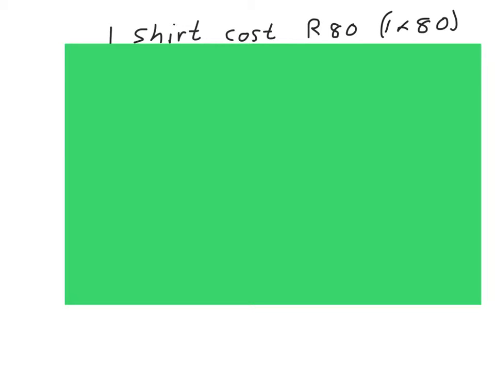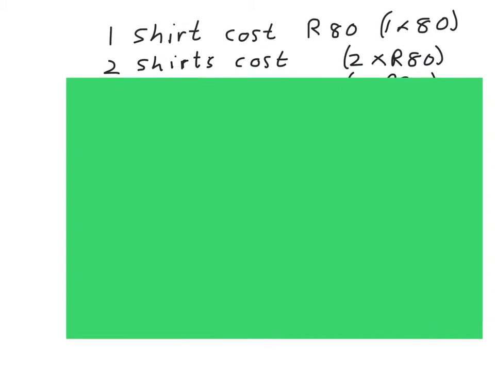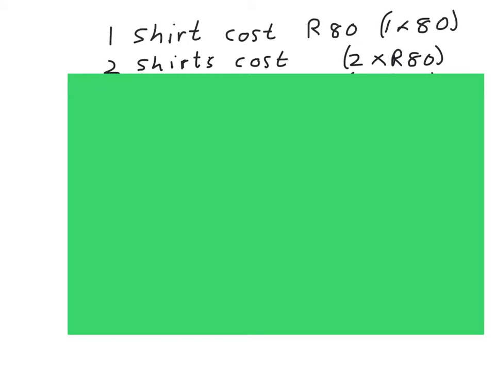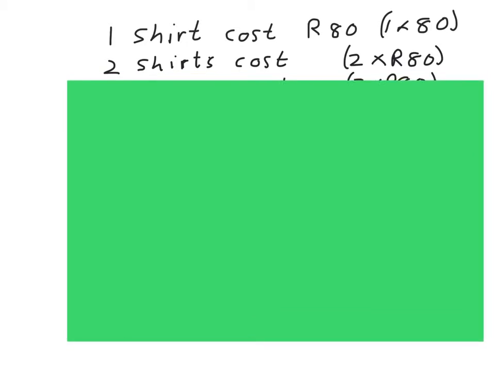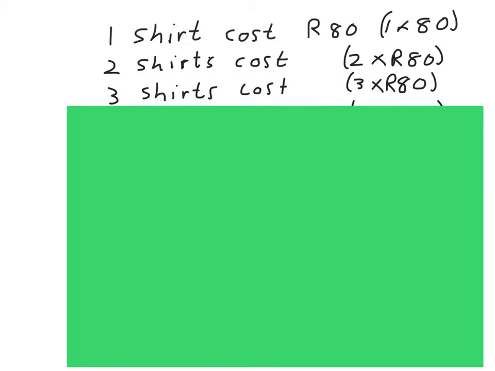If I then ask you how much should you pay for 2 shirts, then your answer must not be 160 Rand. You must tell me 2 times 80 Rand. This is a little bit against the flow of the brain. Don't go for the answers. You need to understand what I'm doing. The next one, if you have 3, what will the cost be of 3 shirts? You must tell me 3 times 80 Rand.